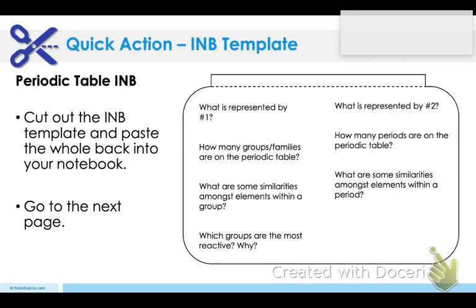On the other side of this template, I want you to answer these questions to the best of your ability, and you're going to keep this with you, or look at this, while on the next few slides to help you answer these questions.